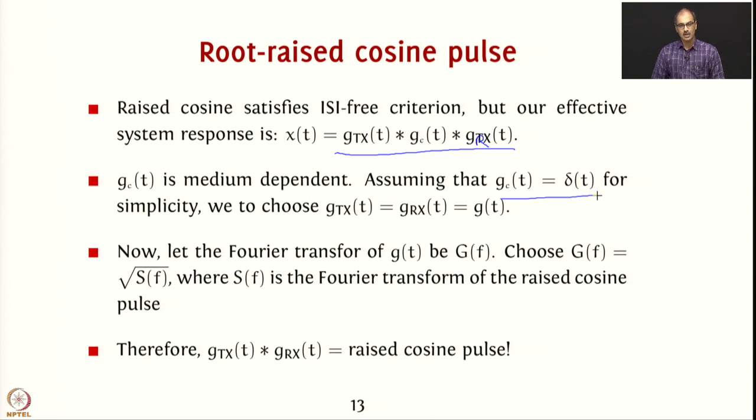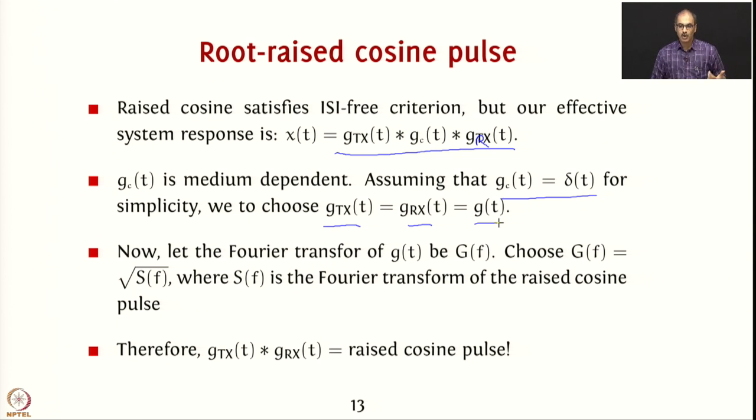If you take GC of t to be delta of t for simplicity, then one option for us is to choose both GTX and GRX to be the same pulse G of t. This has many advantages because your design effort is essentially halved, since both the GTX and GRX are the same. But this also has another major advantage in that GTX and GRX are matched to each other.